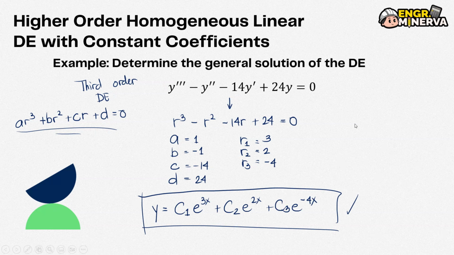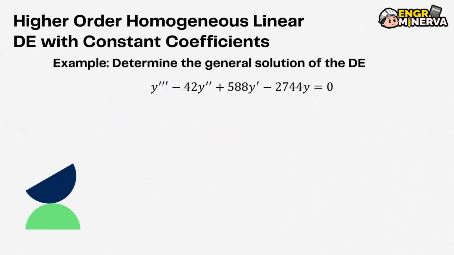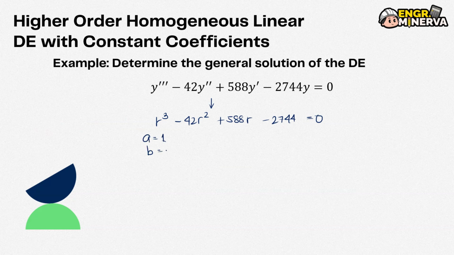Let's have the next example. Okay, we have this one. So again, convert it into your characteristic equation. The value of A is 1. The value of B is -42. The value of C is 588. And the value of D is -2,744. So what would be the 3 roots?